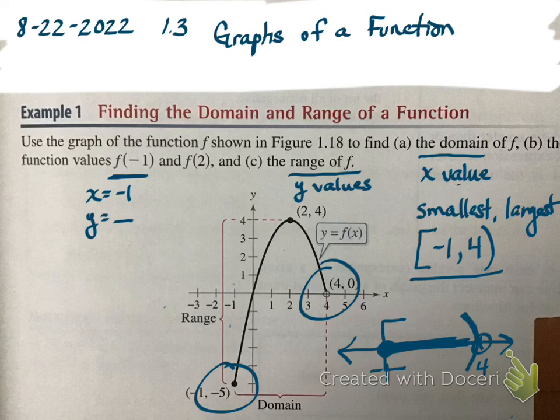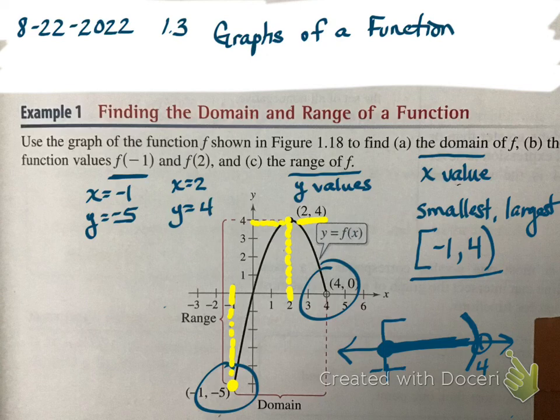Now, if we want to know the f of -1, you go to -1 on the x, find the function, and it's right here. And at -1, the y value is -5. And for f of 2, x is 2, what's y? That's what that's asking. You would go to 2 on the x, find the function, and f of 2 is 4. So you find the function, and then if they didn't give us the ordered pair, you would go over and see what the y value was.